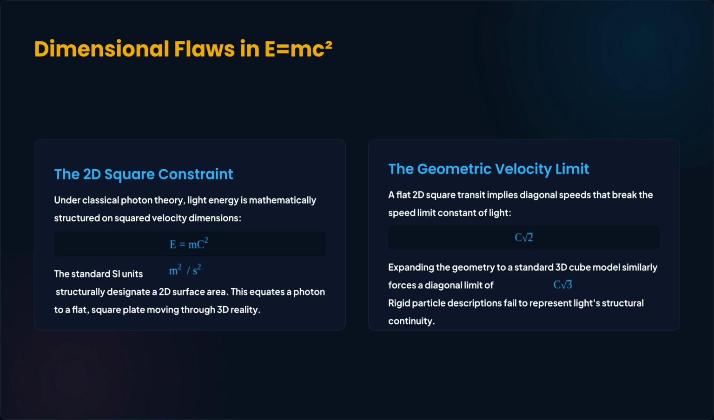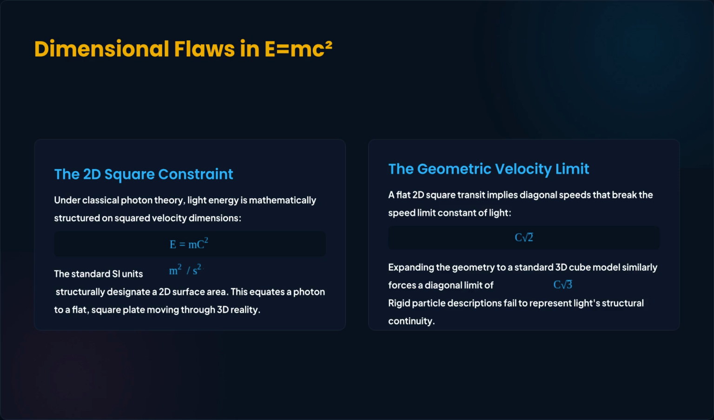Let's look closely at Albert Einstein's famous equation, E equals mc squared. When we analyze the speed of light constant, c squared, through its metric SI units, we get meters squared per second squared. Geometrically speaking, any squared metric describes a flat two-dimensional surface area, not a three-dimensional object. Under classical photon theory, a photon is mathematically treated like a flat square plate moving through space.